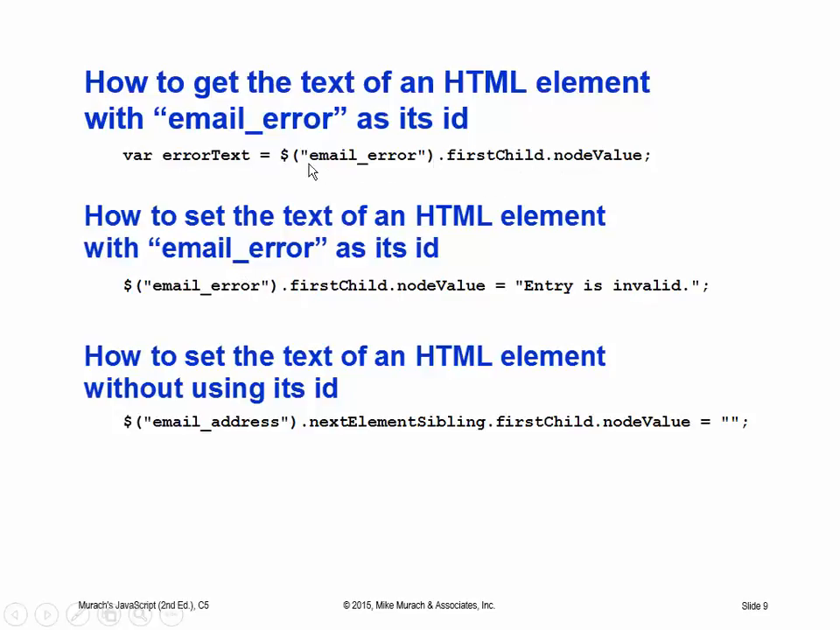This gets it because it's on the right-hand side of an equal sign and you're setting it to a variable. This sets it because it's on the left-hand side of an equal sign. Remember, equals means assignment. So this says assign the DOM value to a local variable. This says assign a string to a DOM value. You can also, as it says, set the text of an HTML element without using its ID.